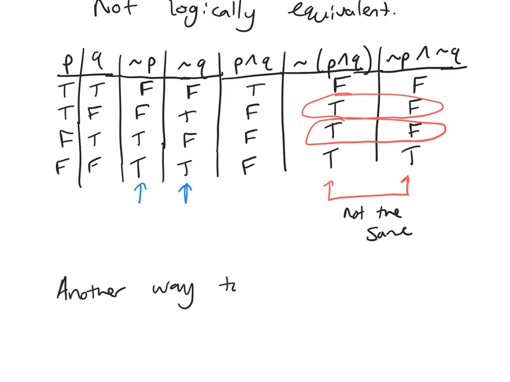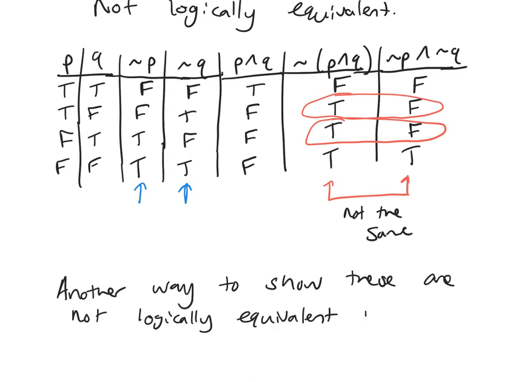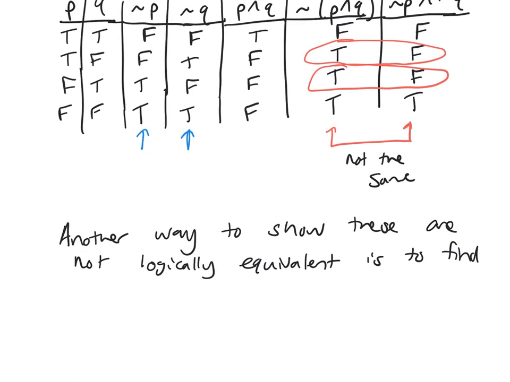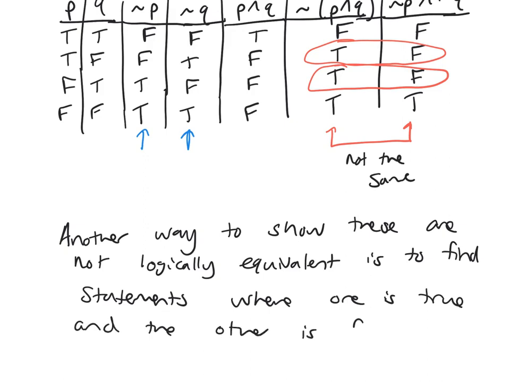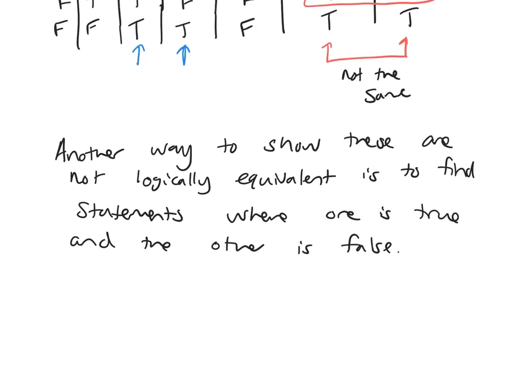And so that other way to show these statements are not logically equivalent is to find statements where one is true and the other is false. So we need to make choices for P and Q where they have different truth values. So let's go with P being the statement. Let's say P is 0 is less than 1, and we're going to use the variable Q here. We're going to replace it with 1 is less than 0.